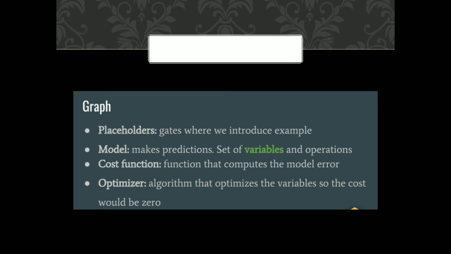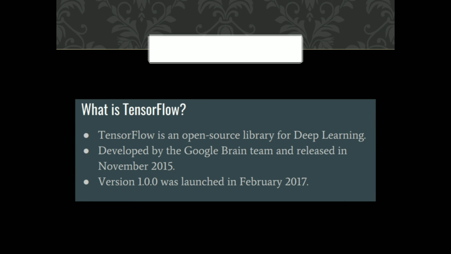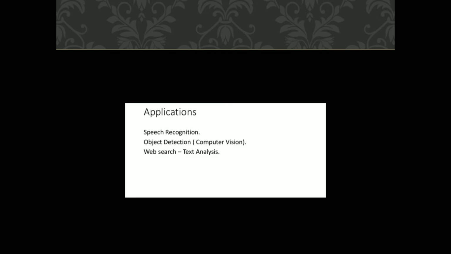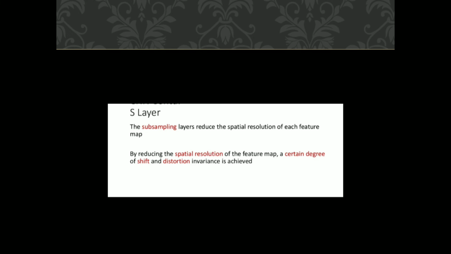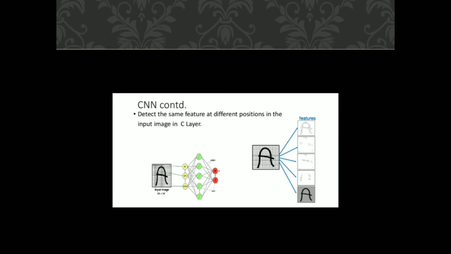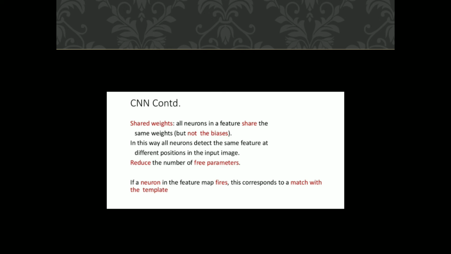So once again we'll have a glance at this. What do you mean by artificial neural networks? Before that we have one more concept, that is CNN. CNN full form is convolutional neural network. So it has different layers and detects the same feature at different positions in the input image in C layer. So this is how the working goes on.